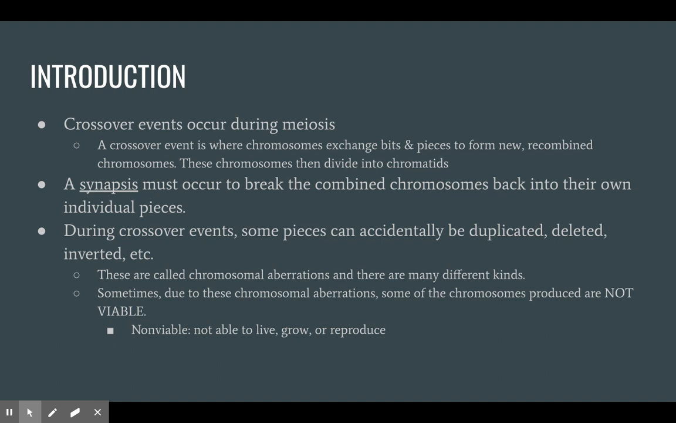A synapse is the event that must occur to break the combined chromosomes back into their own individual pieces after the crossover event. And sometimes during these crossover events, some pieces can accidentally be duplicated, deleted, inverted, etc. These are called chromosomal aberrations and make the gamete produced not viable. Non-viable means not able to live, grow, or reproduce. Therefore, if a produced gamete has a chromosomal aberration, we can assume that it will be non-viable and not survive.